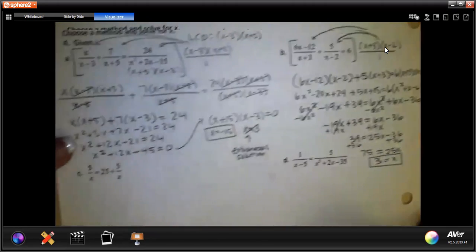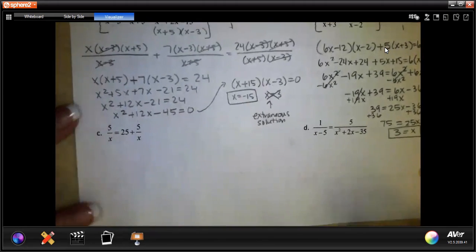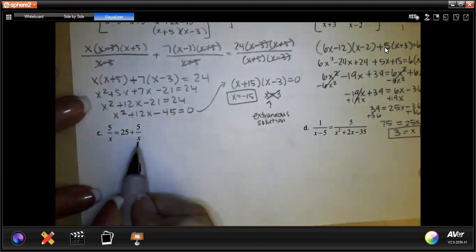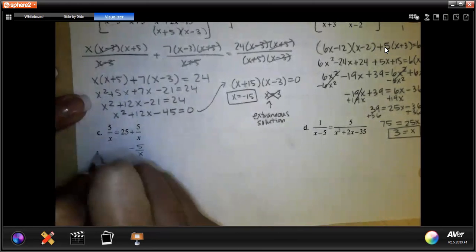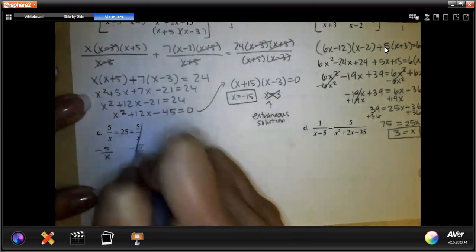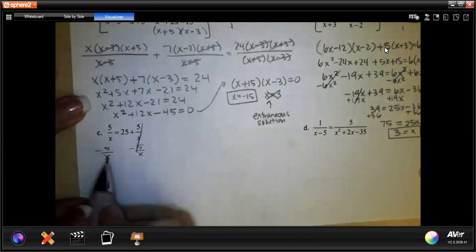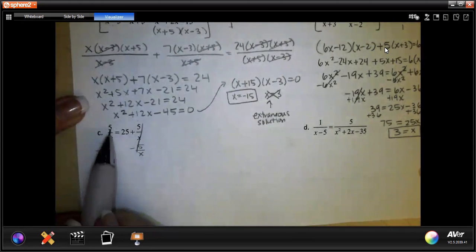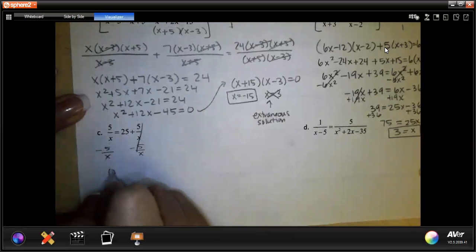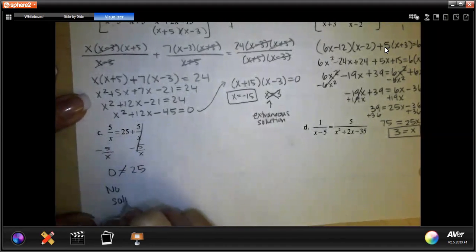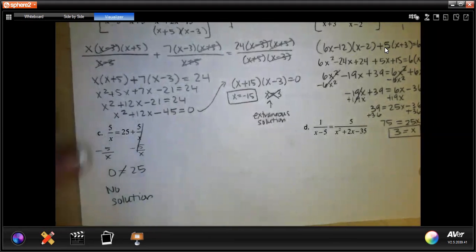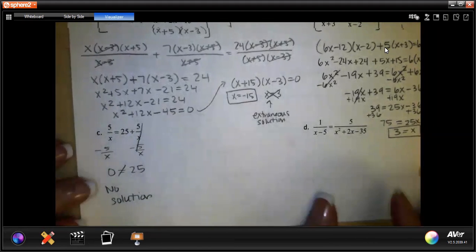All right. For C, this is one that you can go ahead and cross multiply with. Since they have the same denominator, I can just go ahead and subtract the 5 over x to get it to the other side. Now for this one, we keep the denominator and we add or subtract the numerator. So 5 minus 5 would be 0. So actually this comes out to be 0 equals 25. And so that is not a true statement. So this has no solution. So that's what a no solution would look like on a rational.